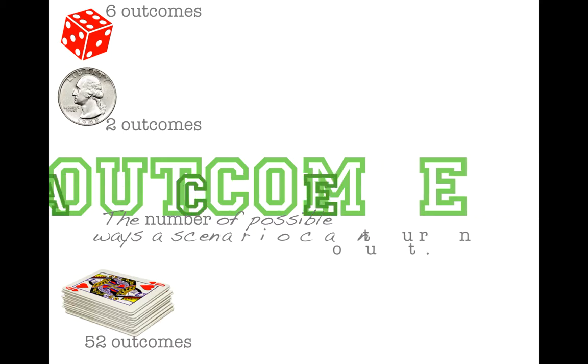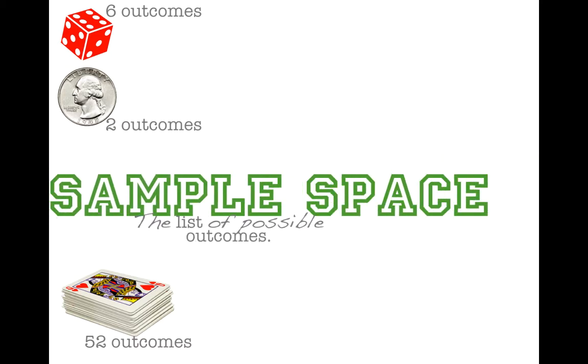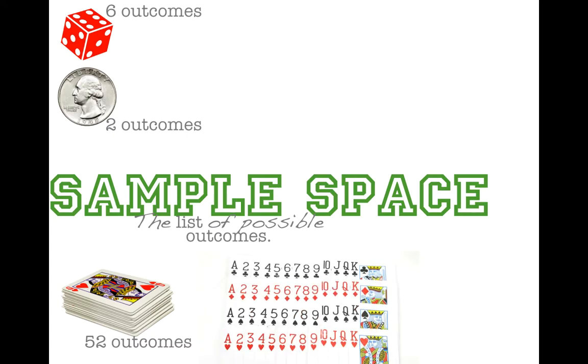This is not difficult. What you also need to know is the phrase sample space. Sample space is the list of possible outcomes that might happen. It's making a list of those number of outcomes. So we would make a list of ace of clubs, 2 of clubs, 3 of clubs, ace of diamonds, 2 of diamonds, 3 of diamonds, and so on. This list would be really long, and you can see a picture of it right here.